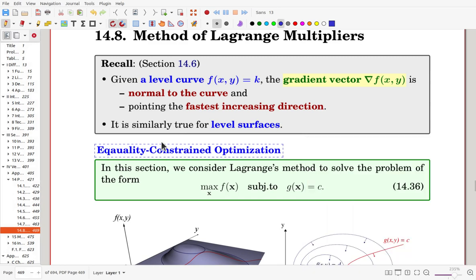In this section, we'll consider such an optimization problem. We'll use Lagrange's method to solve this problem: maximizing f of x subject to g of x equals c. That is called a constraint.